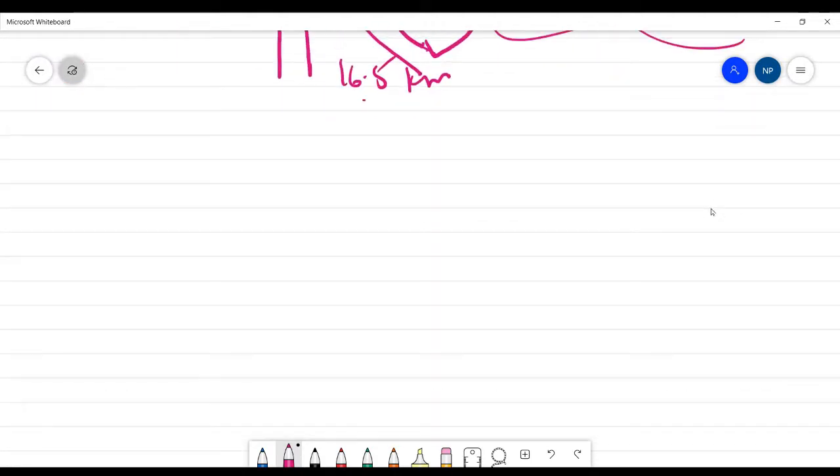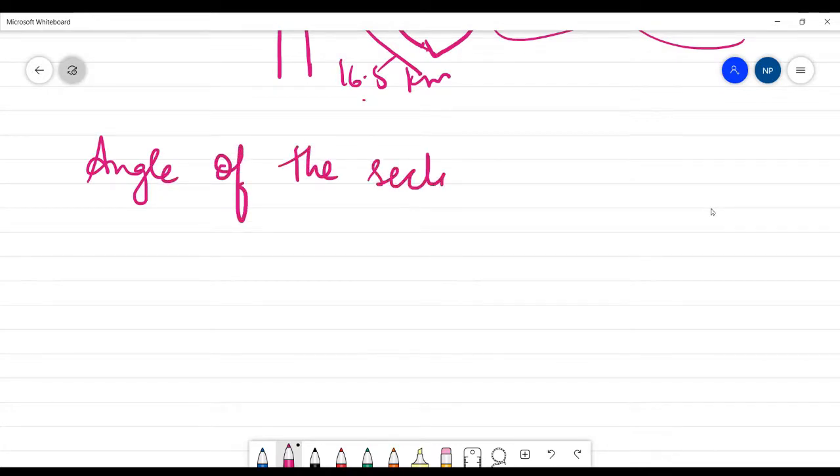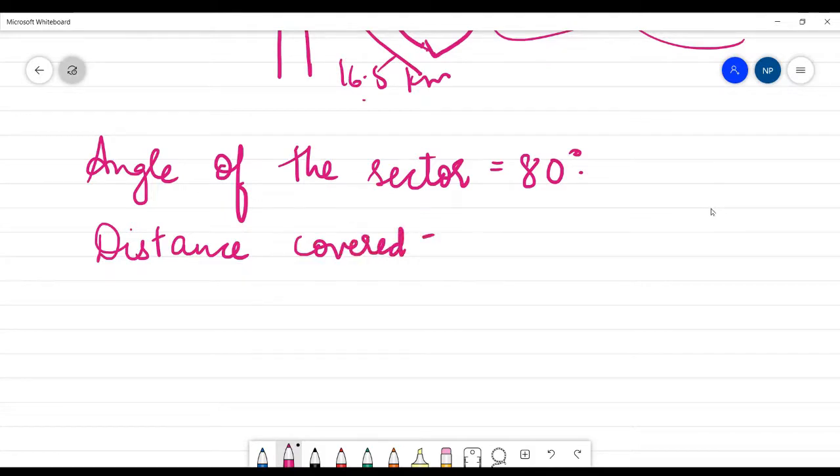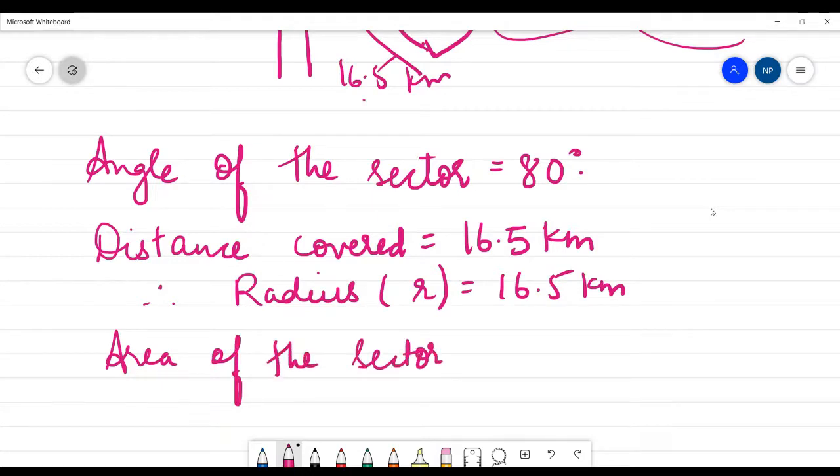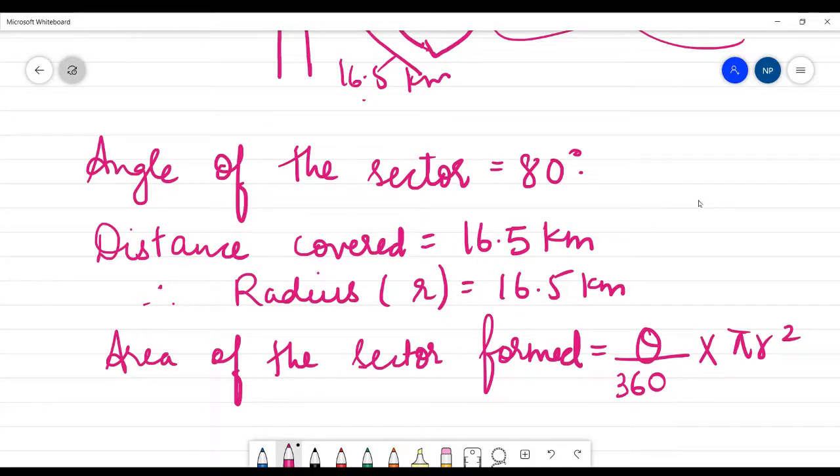So first of all, we will write what is given. Angle of the sector is equals to 80 degree. Distance covered is equals to 16.5 kilometer. Therefore, the radius is how much? Radius will be 16.5 kilometer. So area of the sector formed is equals to theta upon 360 into pi r square, right?